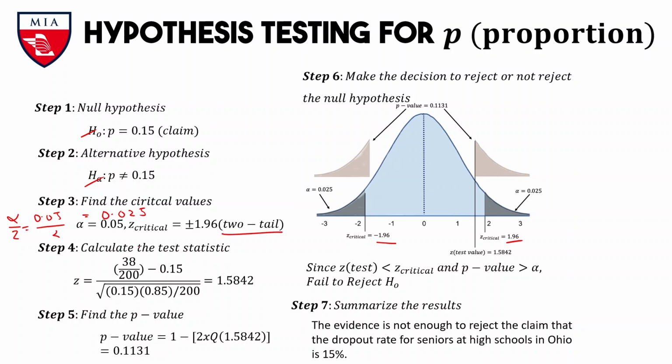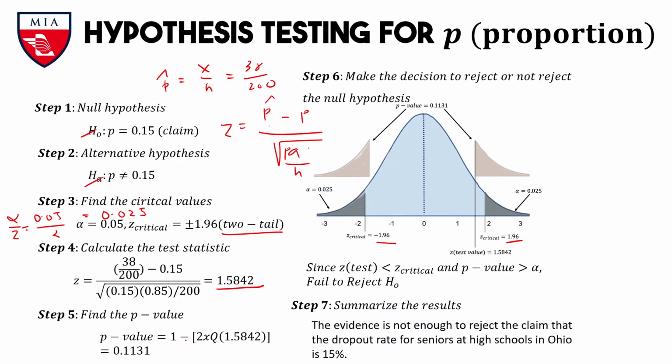So next is to calculate the test statistic. We have the formula z is equal to p hat minus p all over the square root of pq all over n, wherein our p hat is equal to x over n. So our x here is 38 and our n is 200. Then we calculate it. We have this value 1.5842. The next step is we need to find the p-value here.